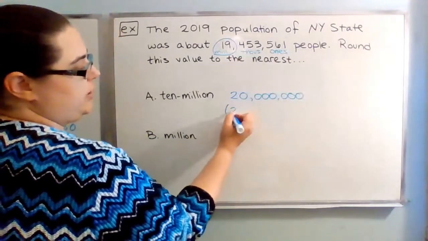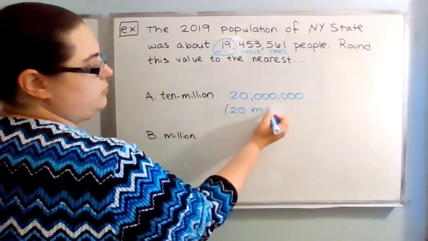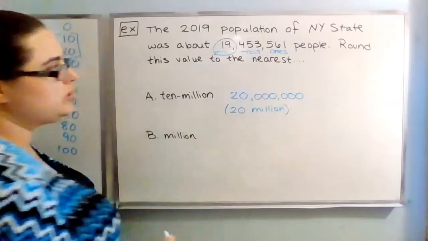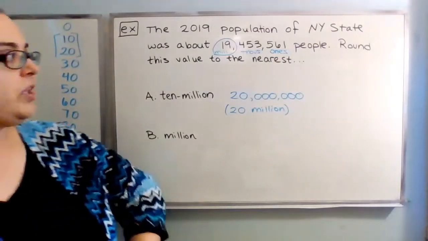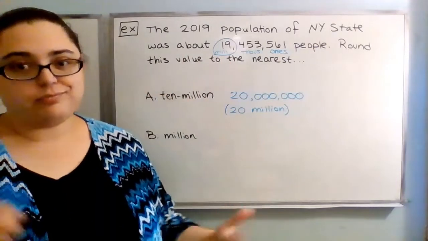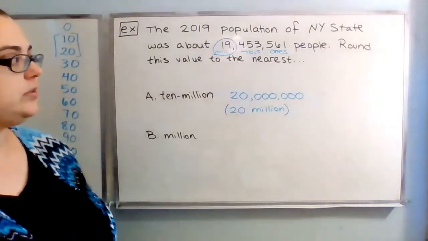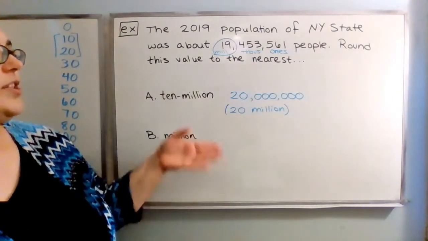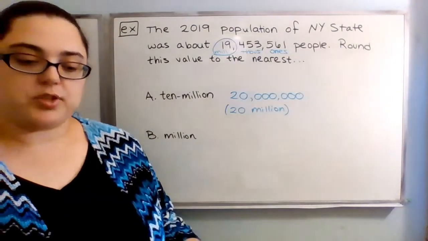And again, I'm just going to write here, we're thinking of this as 20 million. So 19 is closest to 20 as compared to 10. So that's how we can round to the nearest 10 million, by thinking of what's closer.